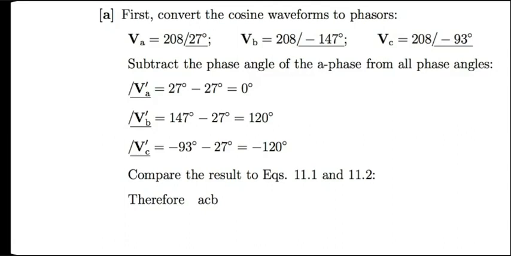So VAN is 208 at plus 27 degrees, VBN is 208 at minus 147 degree volts, and VCN is 208 at minus 93 degree volts. So, okay, if you take VAN as the reference, and then you calculate the relative phase shift, you see plus 120 degree and minus 120 degree. That means plus 120 degree and plus 240 degrees. So it is a progressive phase shift of plus 120 degree. So the phase sequence is not ABC but ACB.